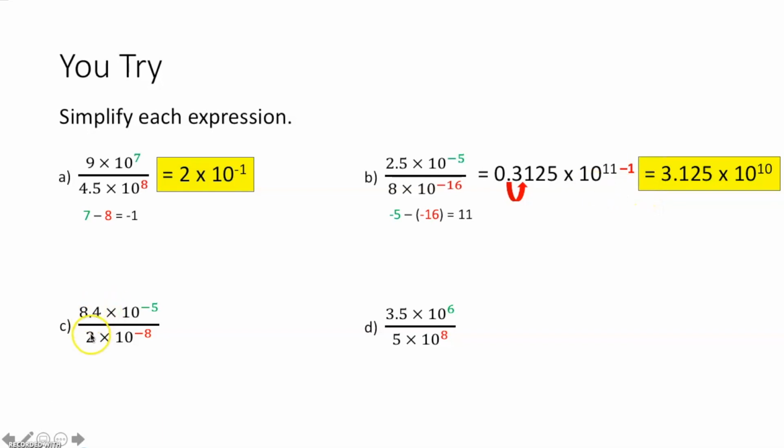Down here, divide the numbers in front, subtract the exponents. What's -5 minus -8? That's going to be the same thing as -5 plus +8, so that's 3. And then 8.4 divided by 2 is just going to give you 4.2. So we end up getting 4.2 times 10 to the 3rd.